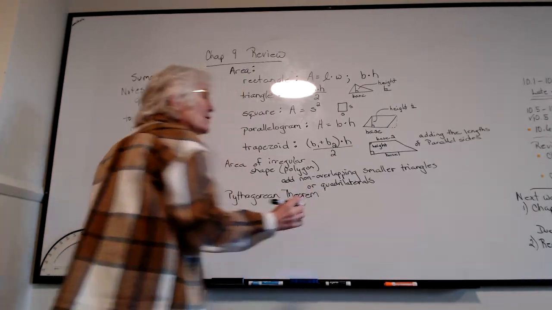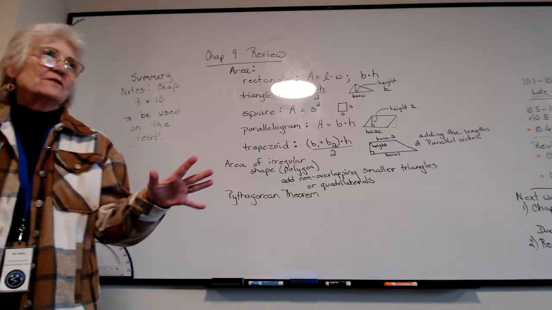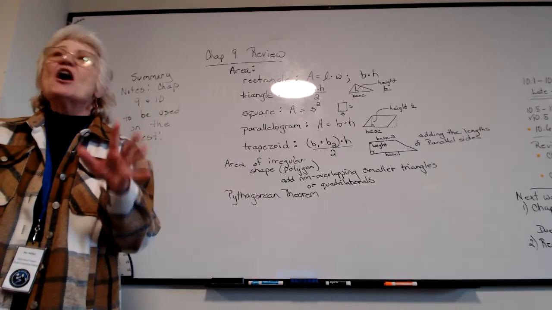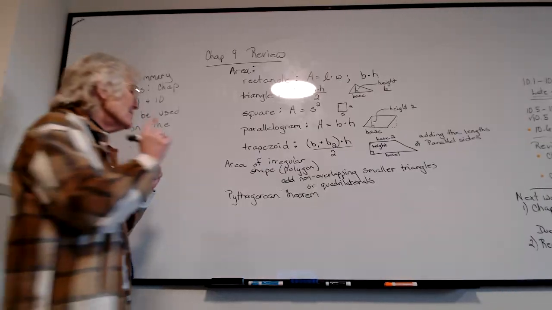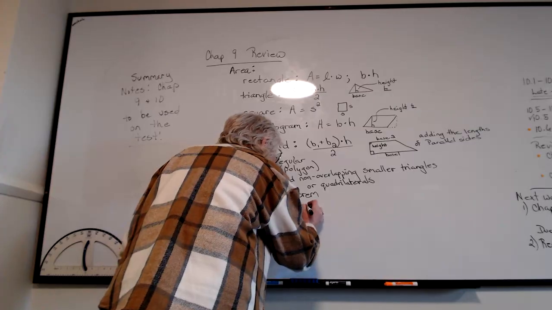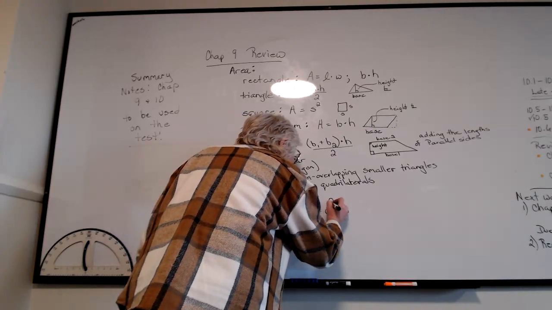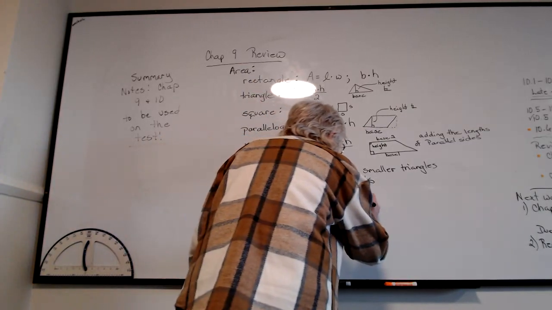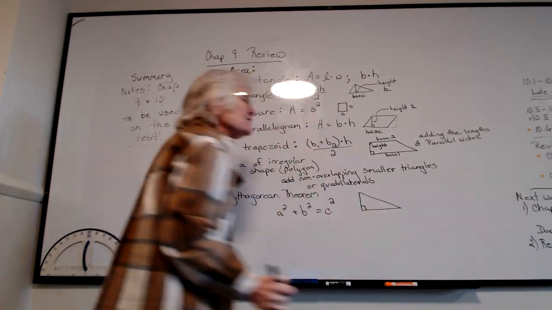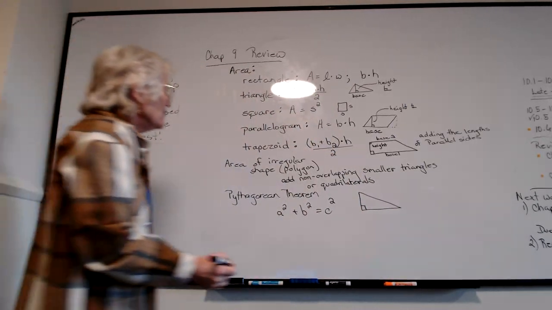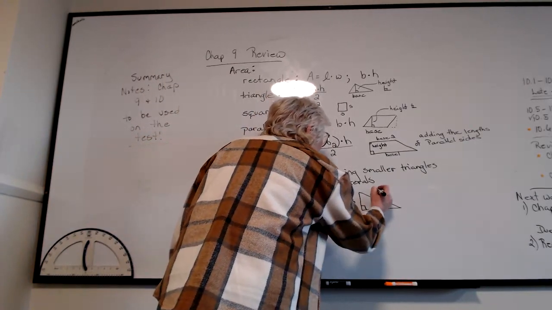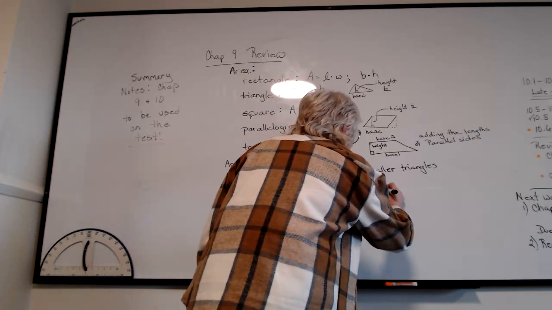Now, I will tell you, I will not make you prove the Pythagorean theorem on the test. That will not be on the test, okay? But you should know that a squared plus b squared is equal to c squared. And that basically is when we have a right triangle. It only works with right triangles, where it doesn't matter which one's A or B, and C is always the hypotenuse.